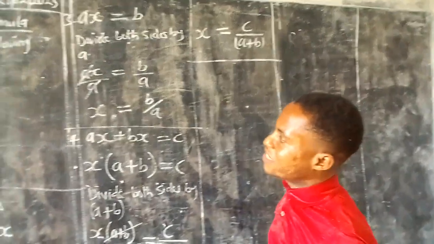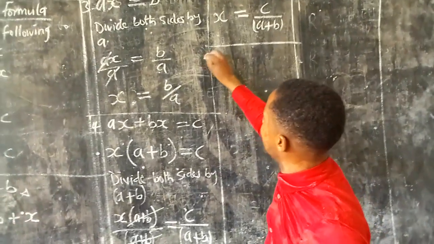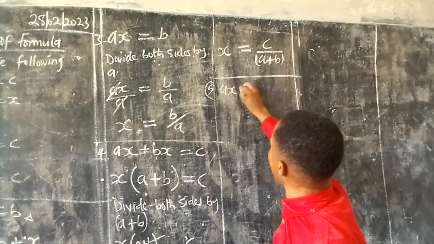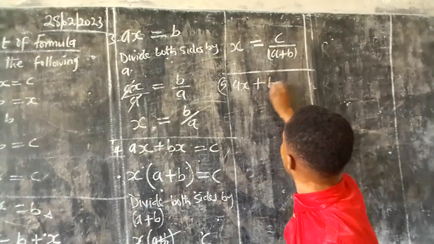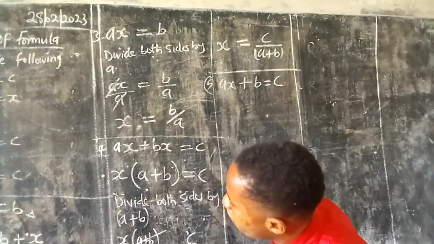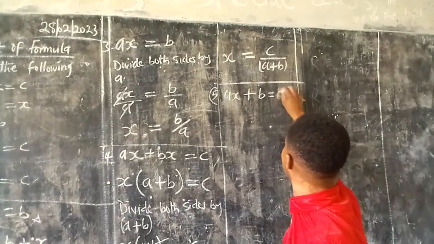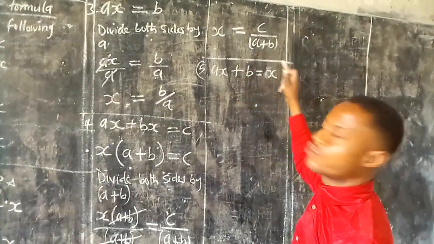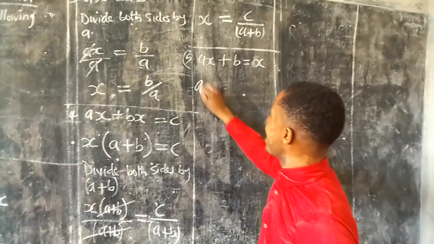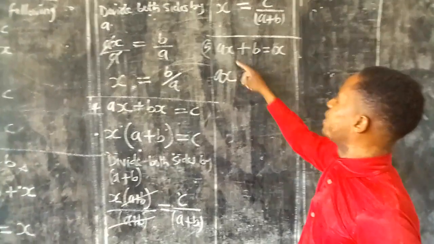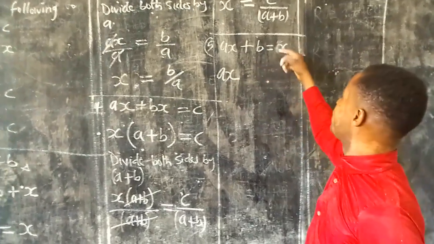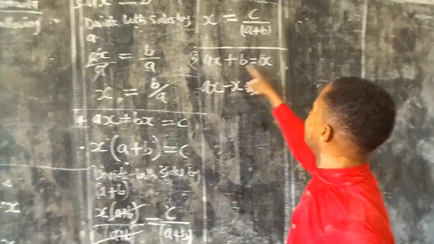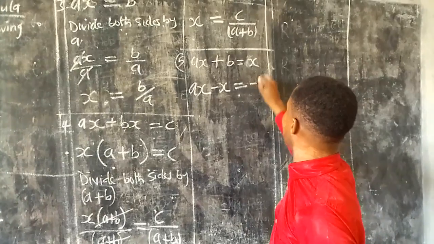Alright, the next thing we have there is number 5. And number 5 is ax plus b equals x. This is very simple. So we have to move x to this place and move b to the other place. So we have ax. For x to move here, it will turn to what? Minus x, because there's an invisible plus here. So we have minus x equals, for plus b to cross to this other side, you have minus b.